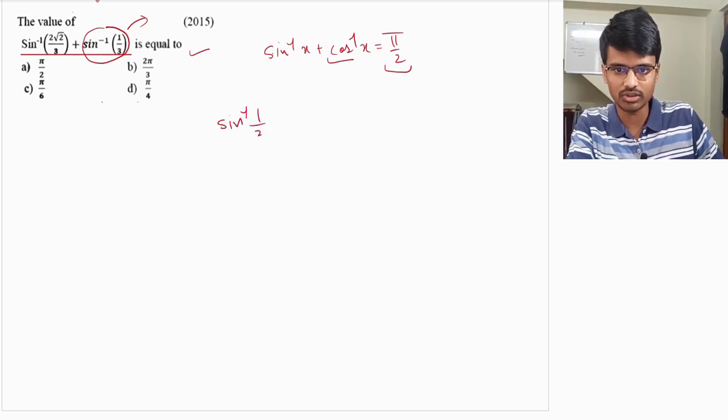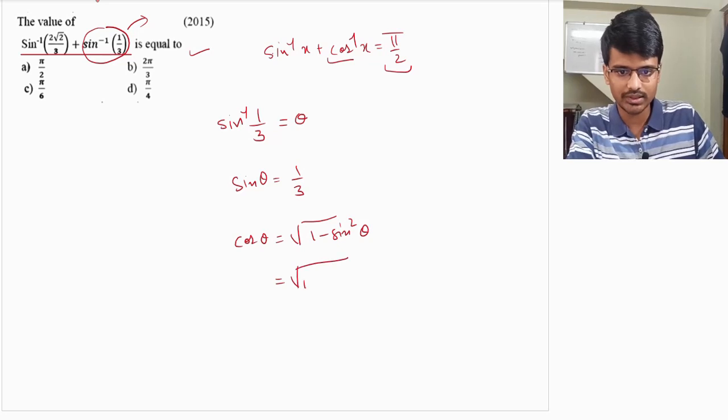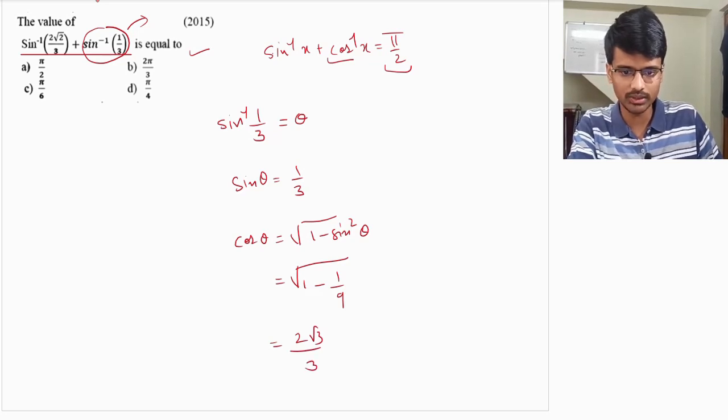I'm just taking sine inverse of 1 by 3. Let me call it theta. Now sine theta is equal to 1 by 3. What is cos theta? Cos theta is the square root of 1 minus sine square theta. Sine square theta is 1 by 9, so 1 minus 1 by 9. So this is nothing but 2 root 2 by 3. So cos theta I have got as 2 root 2 by 3. From this I can write theta is equal to cos inverse of 2 root 2 by 3. Sorry, I am so sorry, it is 2 root 2 by 3, right?